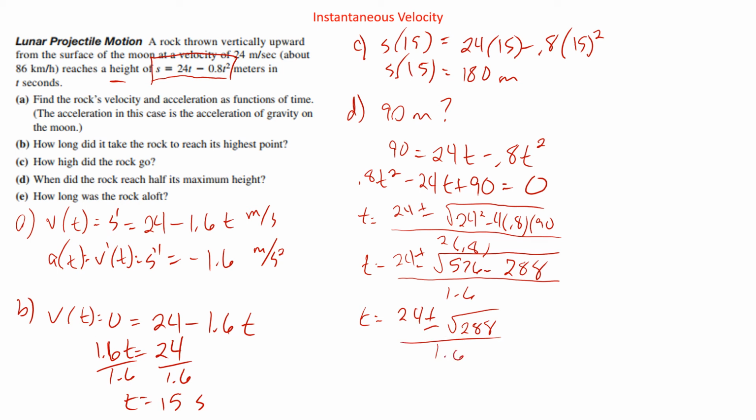over 1.6. T equals 24 plus or minus the square root of 288 is 16.97. This is why we didn't try factoring it. We'll round it to 2 decimal places. 16.97, it's 0.56, so that's a good rounding. Over 1.6. So then we can add, divide by 1.6. So we have 24 plus 16.97 divided by 1.6 is going to be at 25.6 seconds.